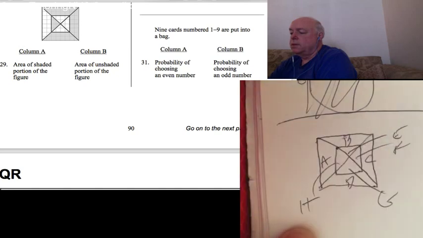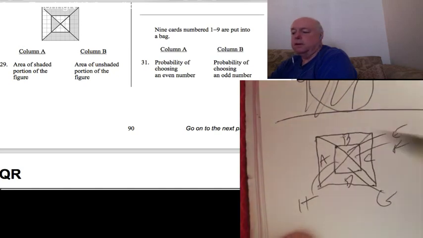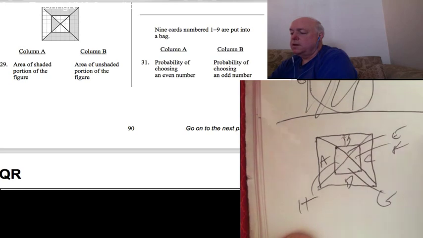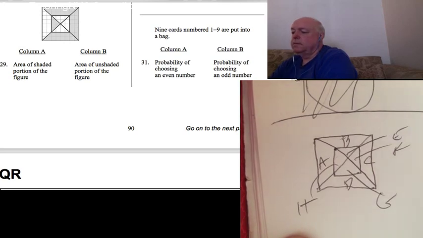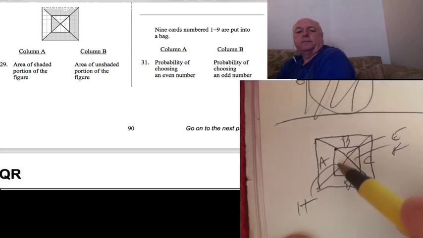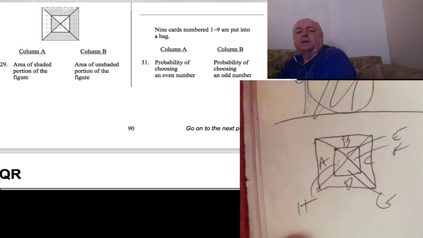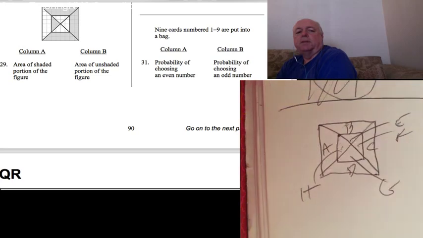So what we have shaded is B, C, D, and this little area here, which is H. So it's asking us, is the area of the shaded portion of the figure larger than the area of the unshaded one?